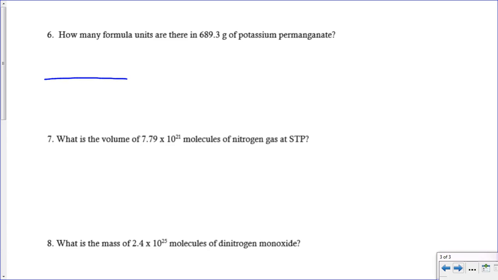Actually, before I do this, because I'm going to want to write the formula out, you have to figure out what potassium permanganate is. Potassium is K plus. Permanganate is MnO4 minus. So potassium permanganate is KMnO4. All right. So we start with 689.3 grams of KMnO4.